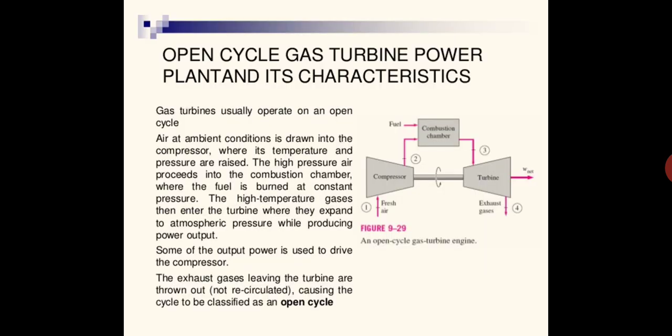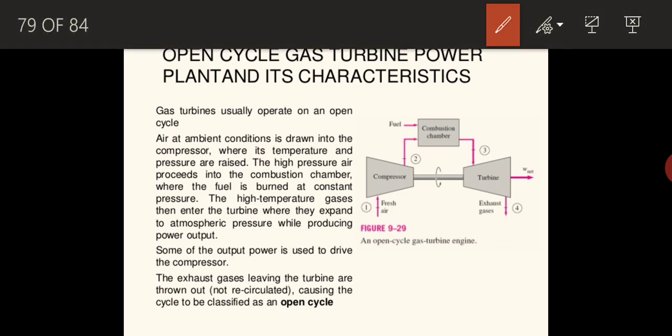Now coming to it, I have already told that there are two types of gas turbine power plants: either the open cycle gas turbine power plant or the closed cycle gas turbine power plant. Again, I have already explained the working. Here you can see from this figure, the gas after expanding in the gas turbine is directly let out into the atmospheric air. So that is what is known as the open cycle gas turbine power plant.